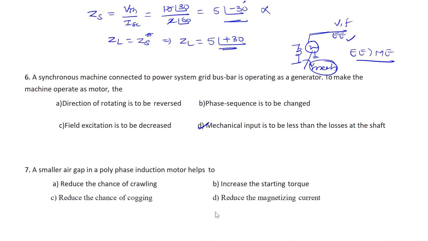Next one. So read the question and select the answer. A smaller air gap in a polyphase induction motor helps to. Okay, so in induction machine, the air gap between the stator and the rotor is very less here. Okay, so it is because to reduce the magnetizing current here. So for the seventh question, the answer is reduce the magnetizing current. Okay, so reducing the magnetizing current is the right answer. Next, we'll go for the next question.